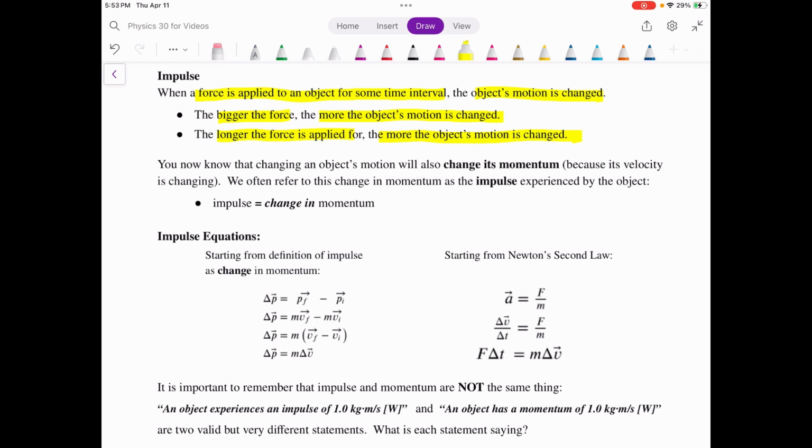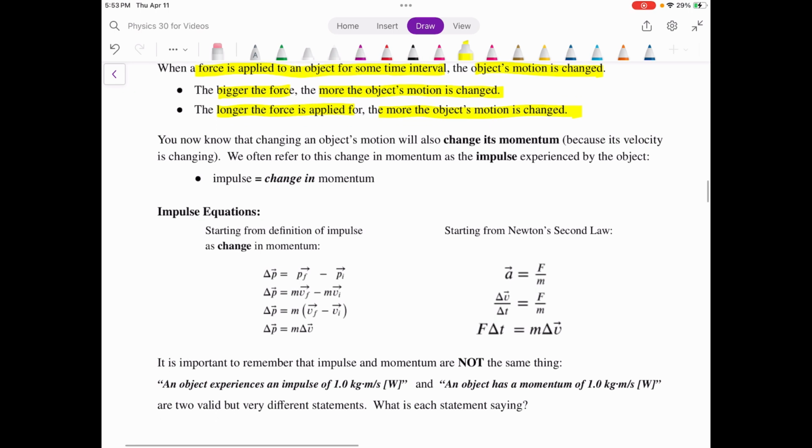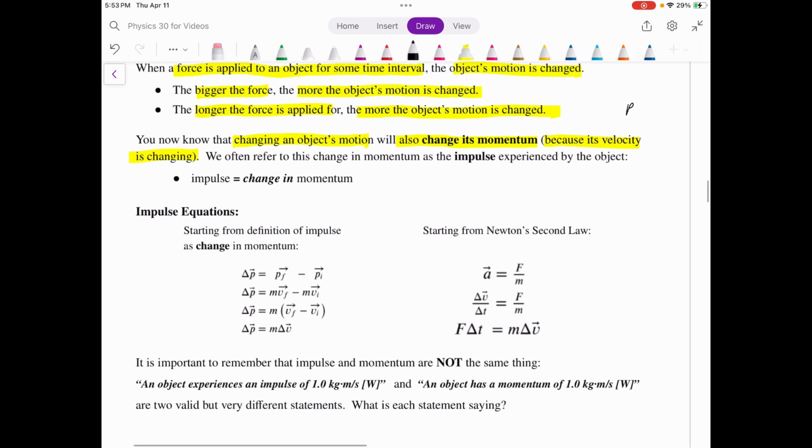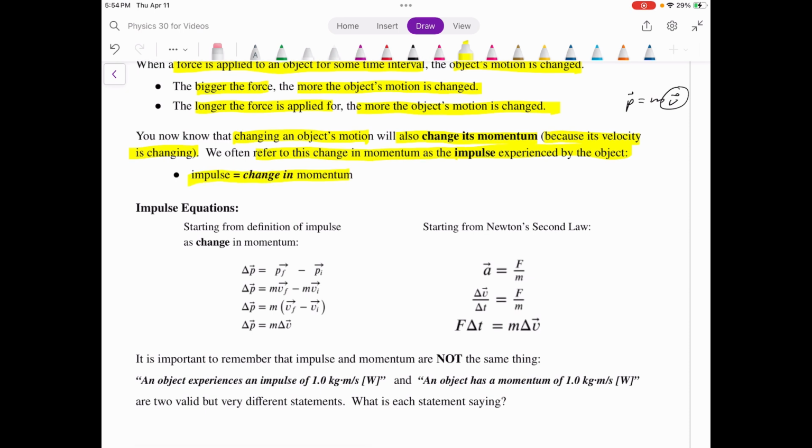If you keep pushing and keep pushing, you can get something going faster and faster. Now, we also know that changing an object's motion will also change its momentum, right? Because you're changing its velocity. And momentum is mass times velocity. So if this changes, the momentum changes. Now, we refer to this change in momentum as the impulse experienced by the object. That's all impulse is. It's how much the object's momentum changed by. Impulse is change in momentum. They literally mean the same thing.